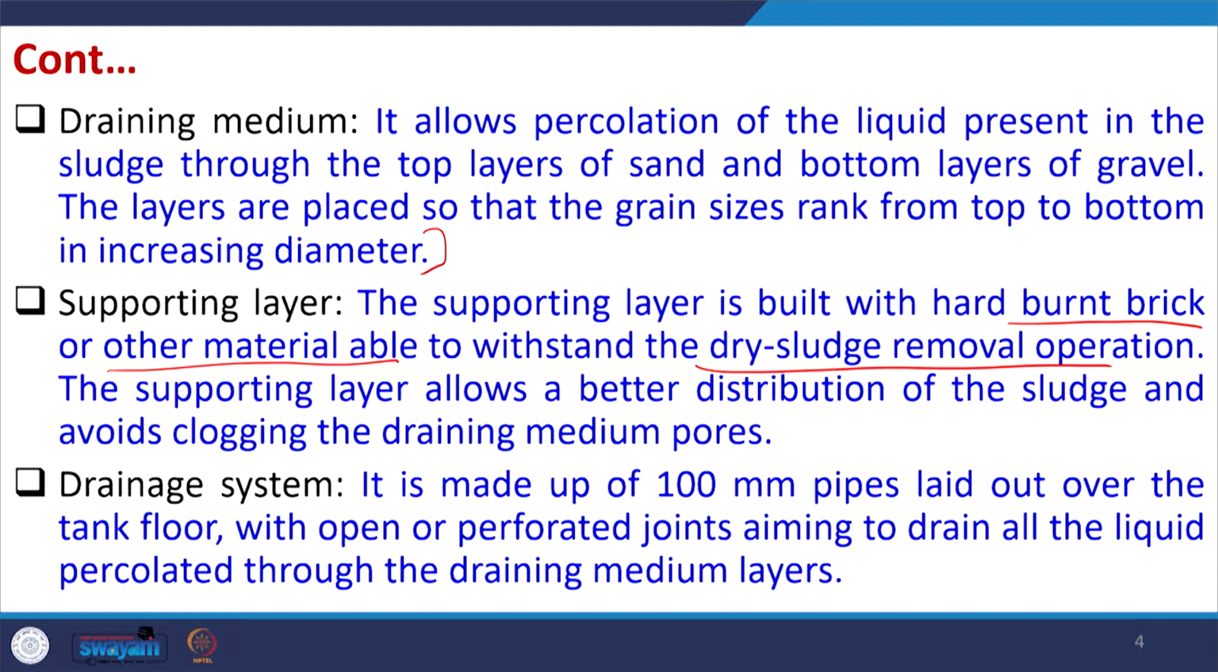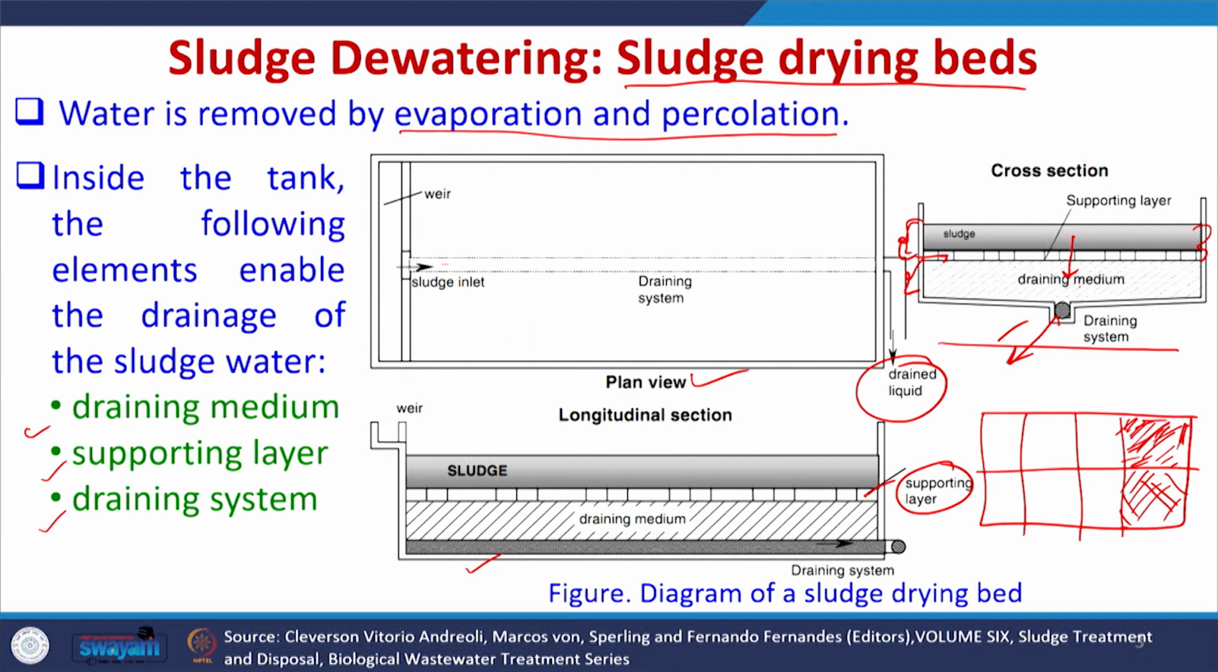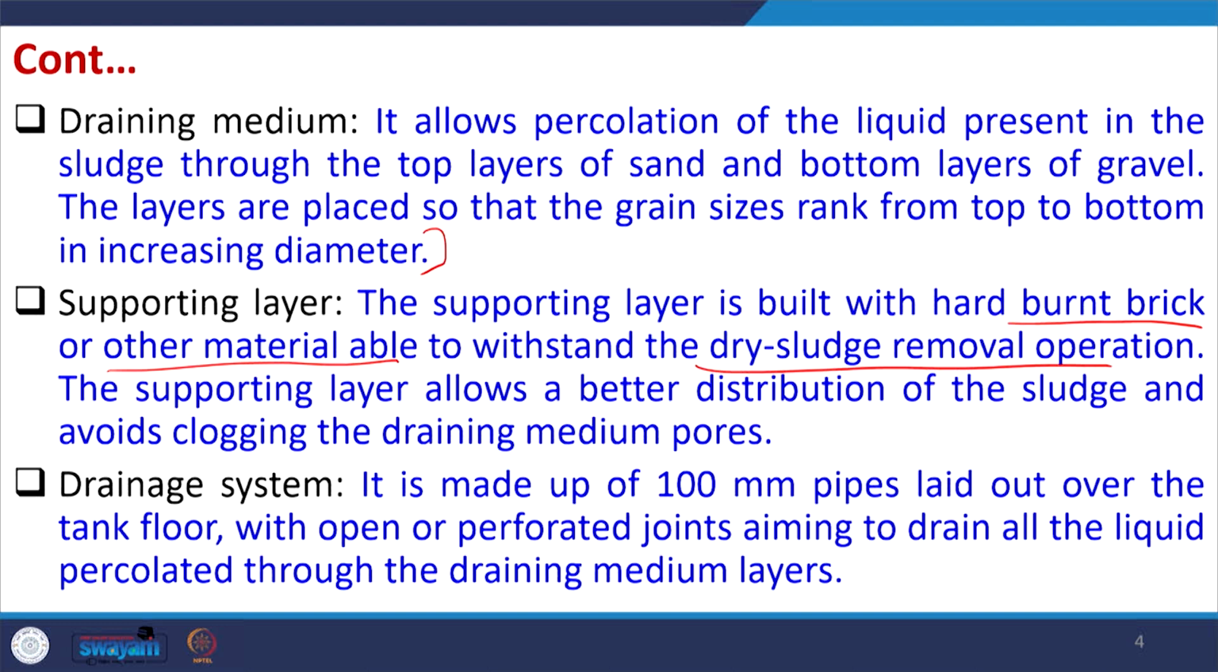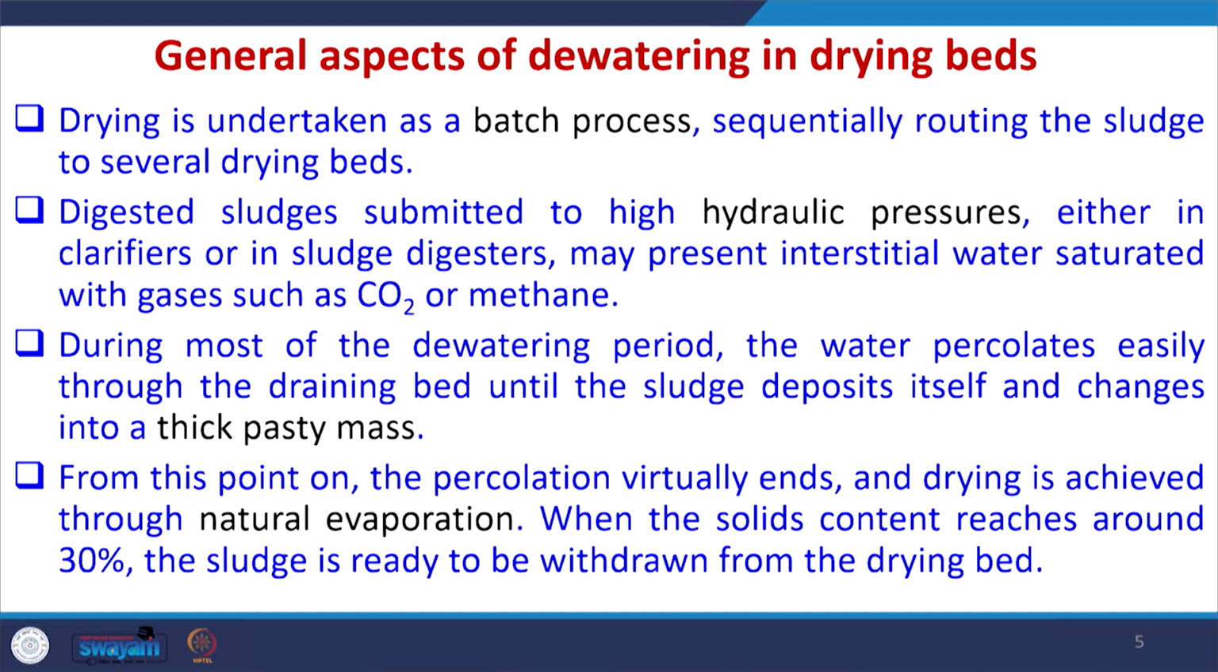Now, the drainage system is at the bottom. It is made of 100 millimeter pipes laid out over the tank floor with open or perforated joints, aiming to drain all the liquid percolated through the draining medium layer. So, this is how it works. We have essentially three sections, which are very simple: the supporting layer at the top, followed by the draining medium, and followed by the drainage system itself. Now, there are some general aspects of dewatering in the drying bed.